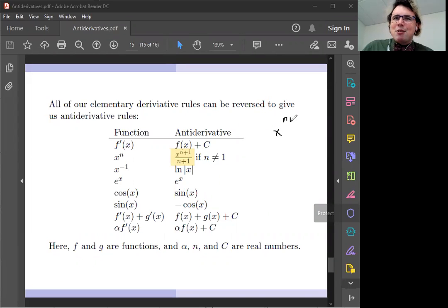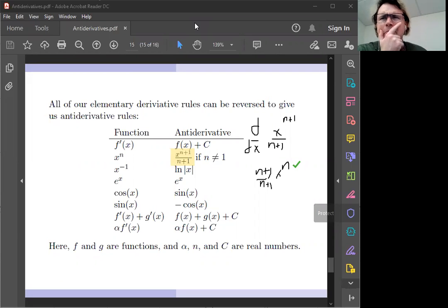If I did take the derivative of this function right here, I've got a power of x. I need to bring down that power. I'll get n plus 1 divided by n plus 1, all times x to the power n. Oh, yes, I did get the thing that I said is its derivative. That's looking good. Oh, wait a minute, hang on. I am dividing here.